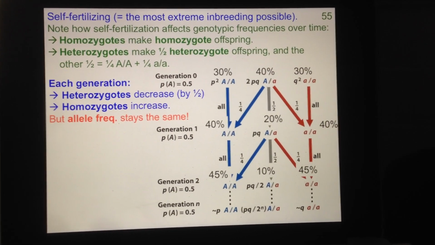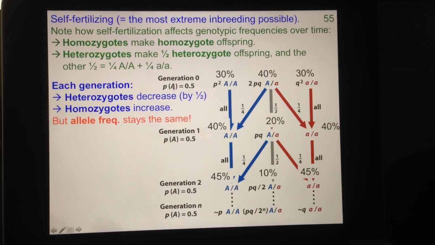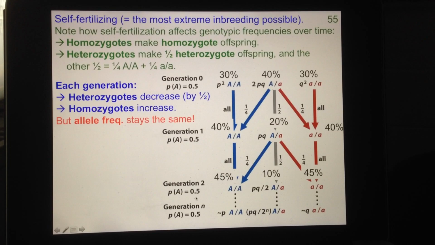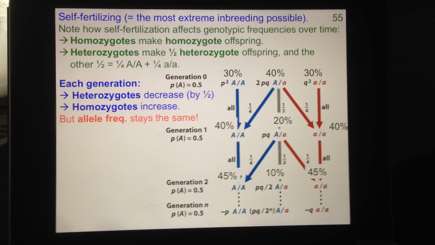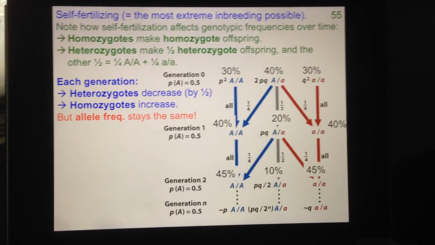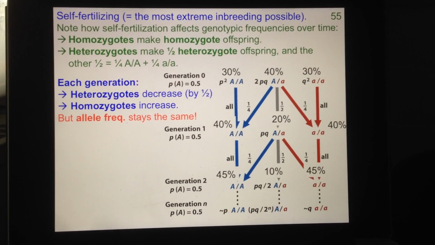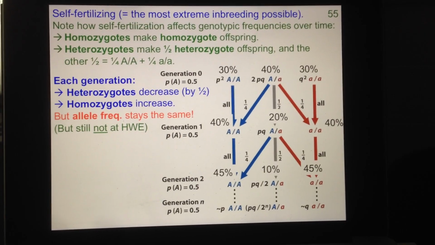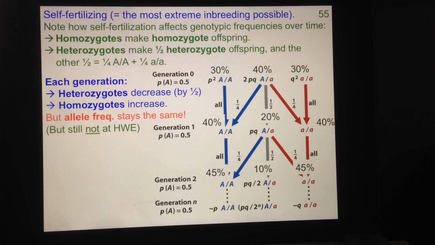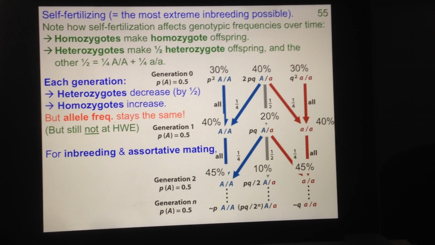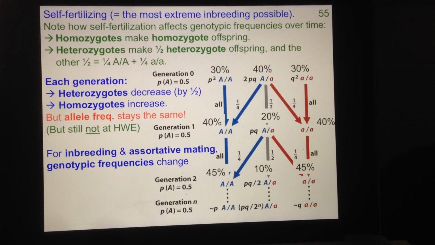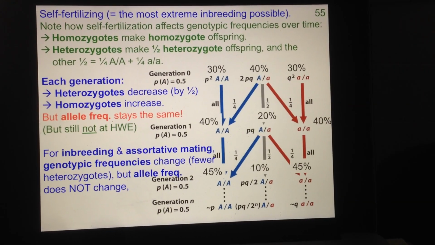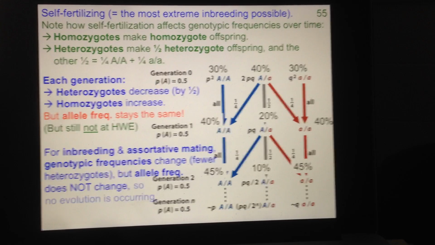One important thing to notice is that the allele frequency still stays the same: 0.5, 0.5, 0.5. So non-random mating, such as associative mating, negative associative mating, inbreeding, negative inbreeding, and self-fertilizing, will all affect genotypic frequencies but not allele frequencies. Even though it's not changing allele frequency, it's still not Hardy-Weinberg, because Hardy-Weinberg assumes random mating, and this is not random mating at all. With these kinds of mating, the genotypic frequencies change, so you get fewer heterozygotes in general, but the allele frequencies do not change.